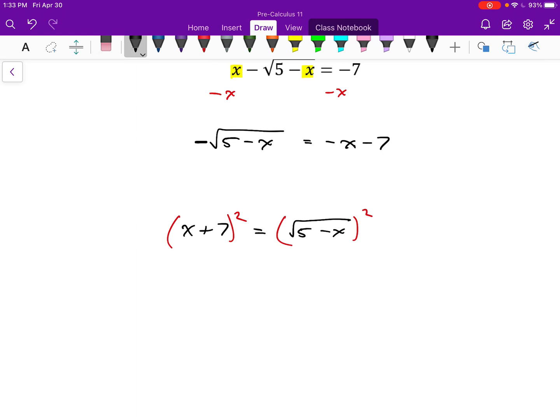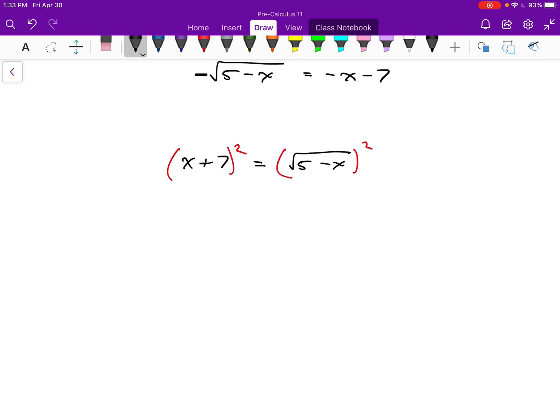And the right-hand side is quite pleasant to work with. The square root of 5 minus x raised to the power of 2 is just 5 minus x. On the other side, x plus 7 times x plus 7 is x squared plus 14x plus 49. How did I get that? Well, you have two options.